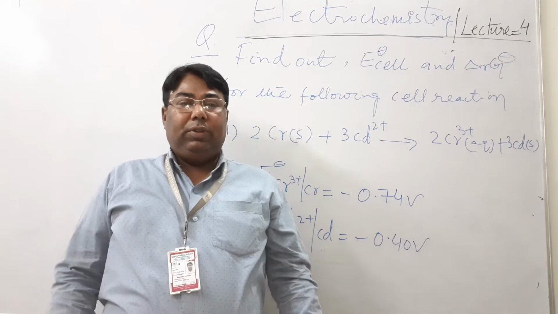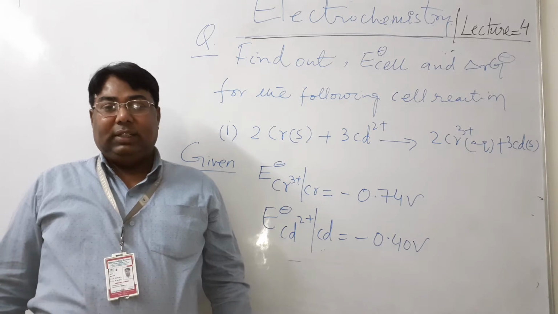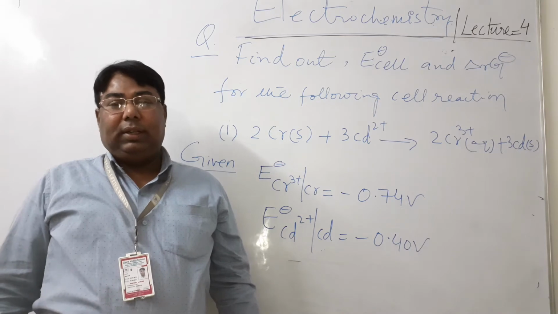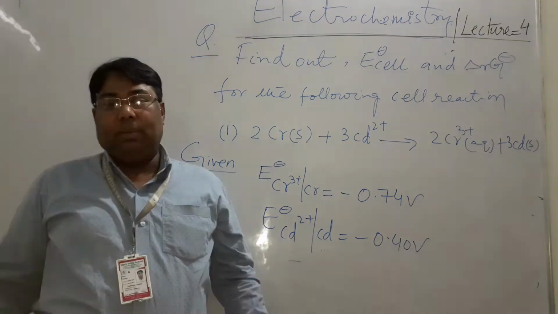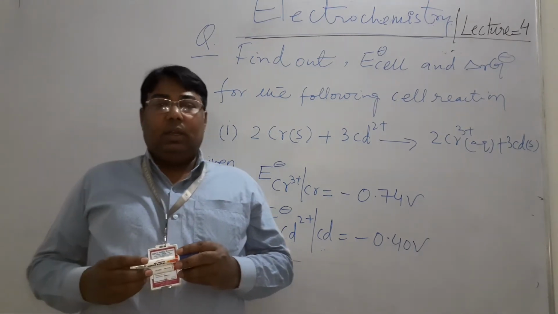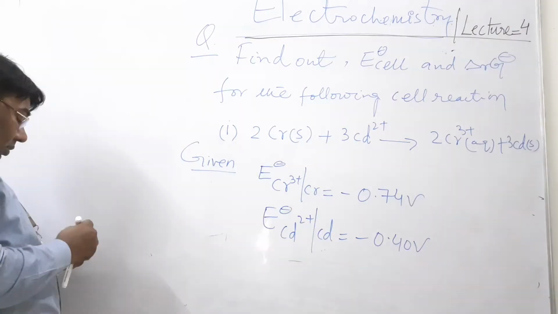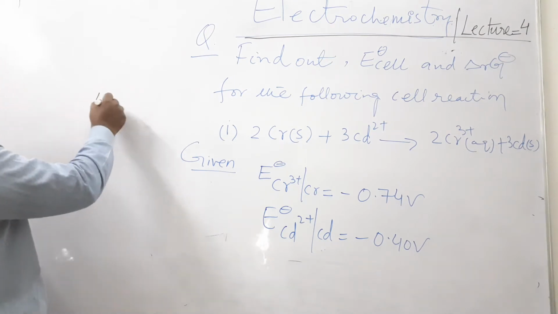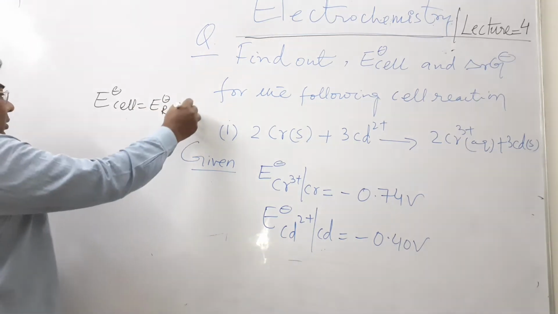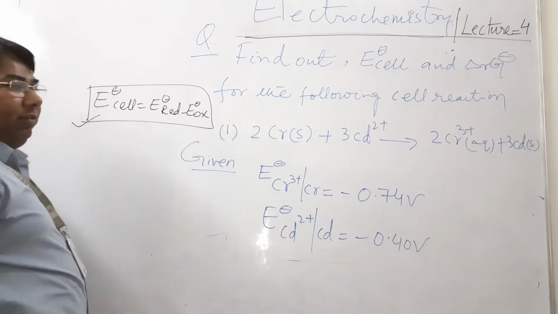In the previous video we discussed cell potential and standard cell potential. All of you know that standard cell potential is the potential difference between the two half cells, and it is found as follows. All of you know the formula: E naught cell is equal to E naught red minus E naught ox. This formula was already described in the previous lecture.